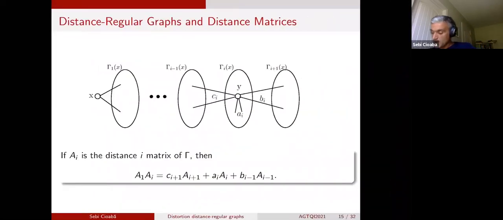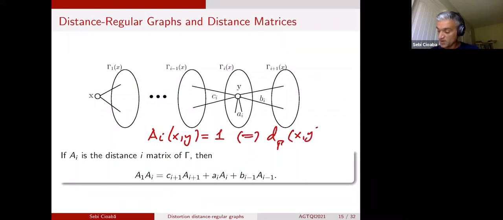Okay. Now, this condition that is stated combinatorially can be rephrased in terms of the distance matrices of the graph. So A_i is the distance-i matrix of gamma, meaning that A_i of xy is 1 if and only if the distance between the vertices x and y is i in the graph.